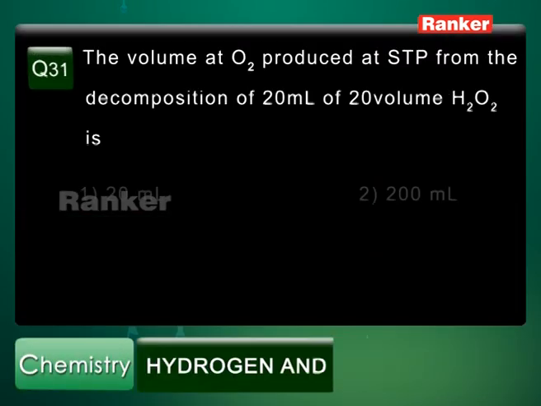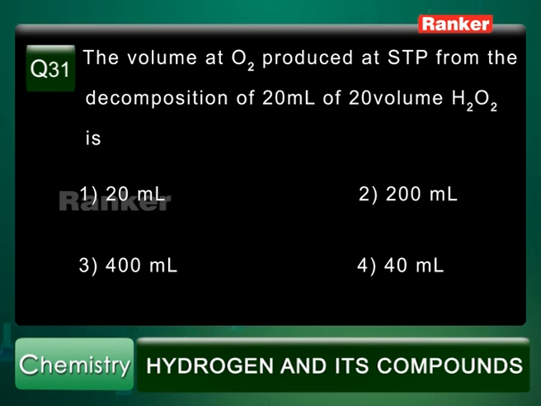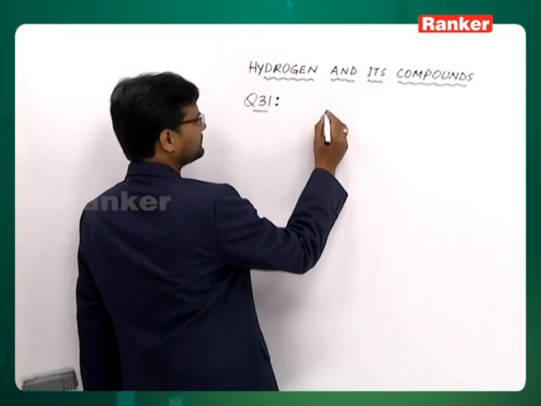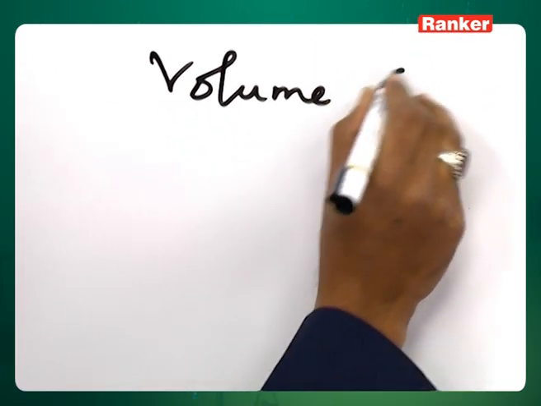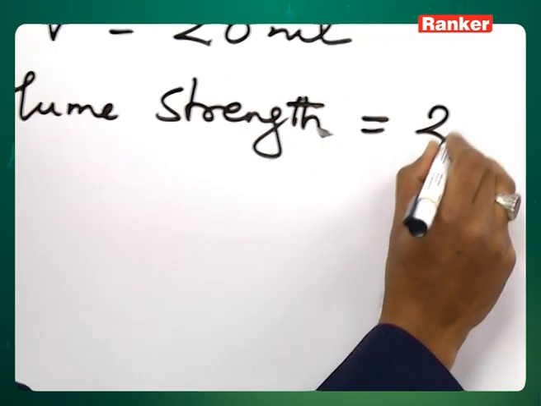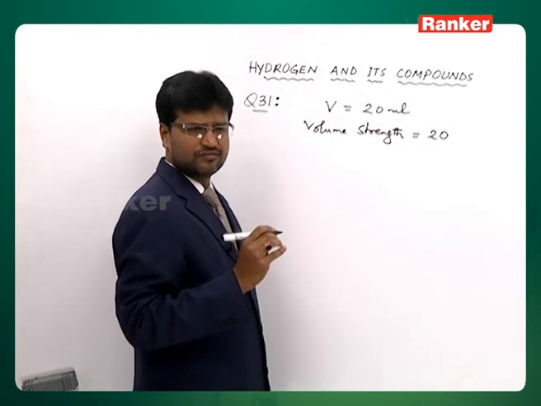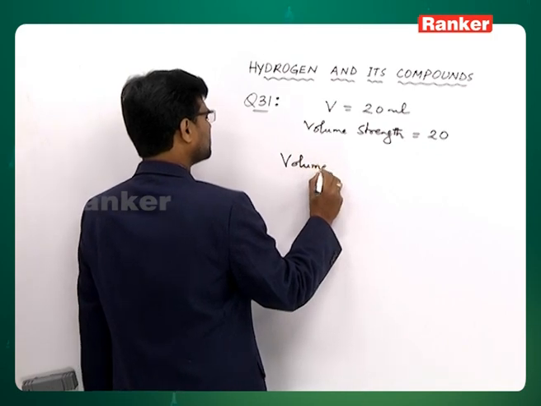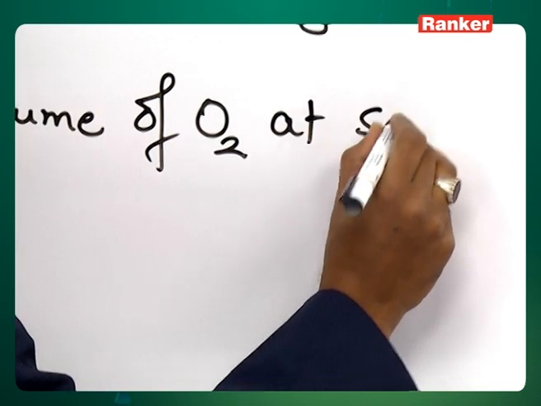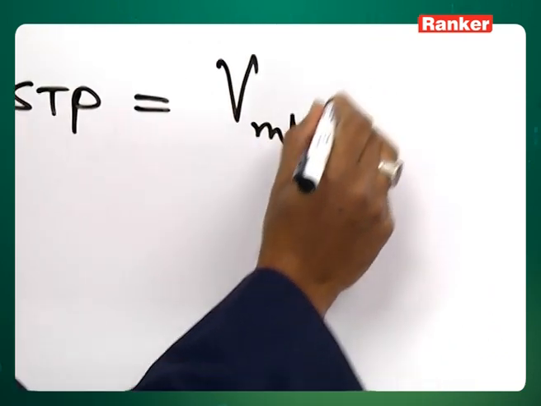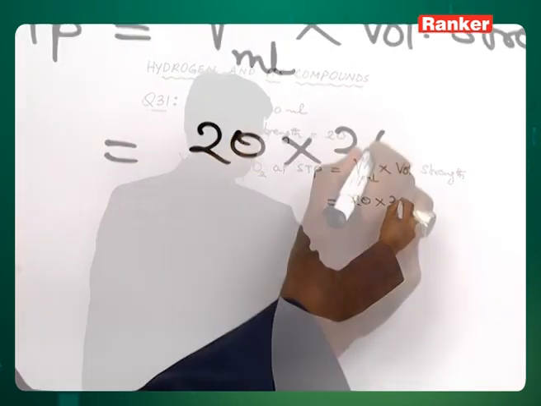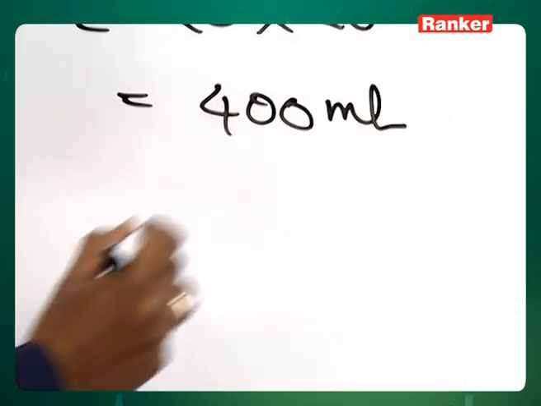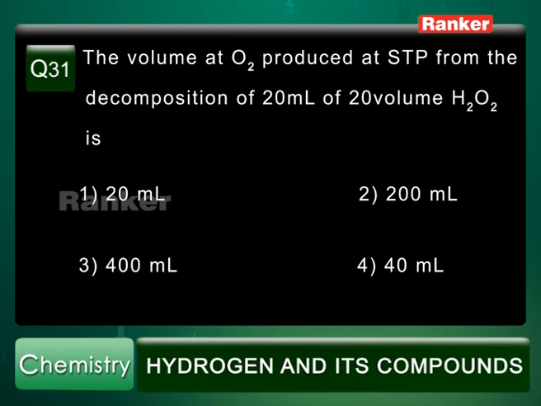Question number 31. The volume of oxygen produced at STP from the decomposition of 20 ml of 20 volume H2O2. V equals 20 ml and volume strength is 20. What is asked is the volume of oxygen produced. Volume of oxygen produced at STP is equal to volume in ml into volume strength. Therefore, it is 20 into 20, which is equal to 400 ml. So the correct answer therefore is third option, 400 ml of oxygen is produced from 20 ml of 20 volume H2O2.